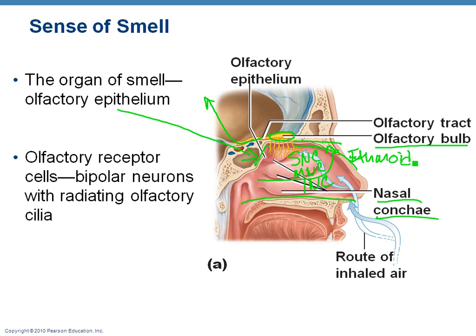What's interesting is these little projections that hang down, these are neurons. And these are special neurons. They are bipolar neurons that actually have olfactory cilia. This should be very odd to you because we should have never talked about a neuron that has cilia. We've talked about cells that have cilia, but not neurons. So we're going to take a closer look at these in a second, but they're called olfactory receptor cells.